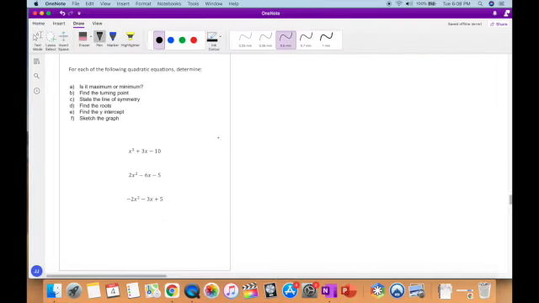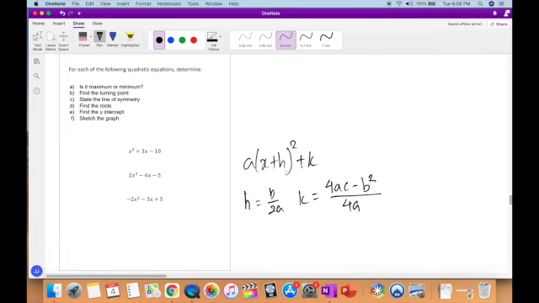The reason why this is important is because you see that completing the square formula, a into x plus h squared plus k. And remind me, what is h again? Anybody? B over 2a. And k is what? Is that it? Is that k? Yes, sir.